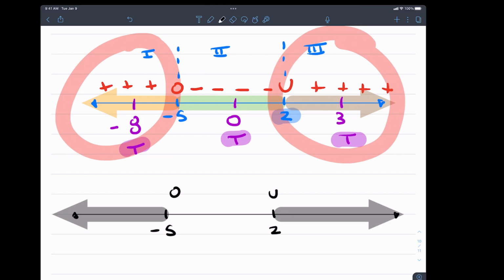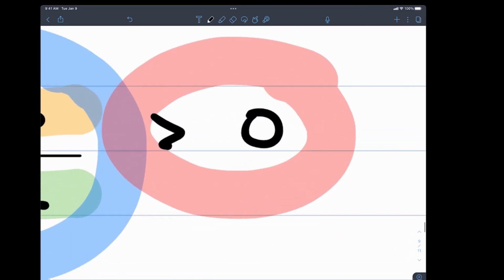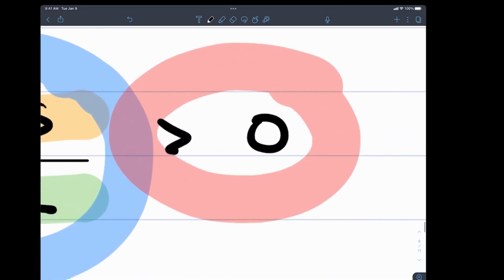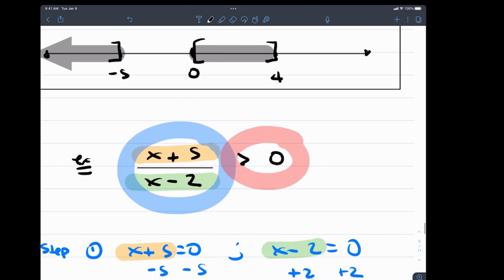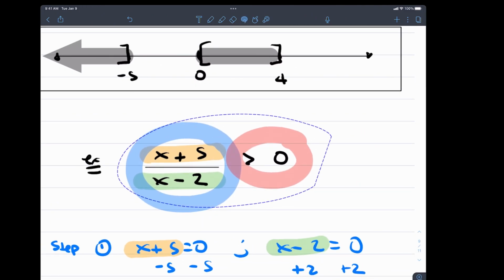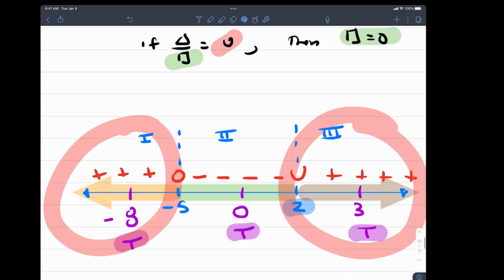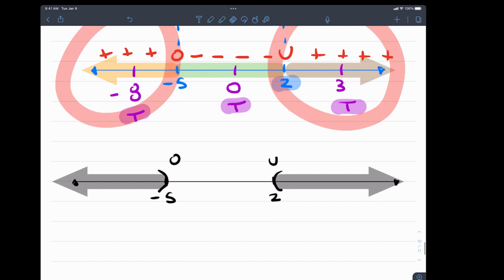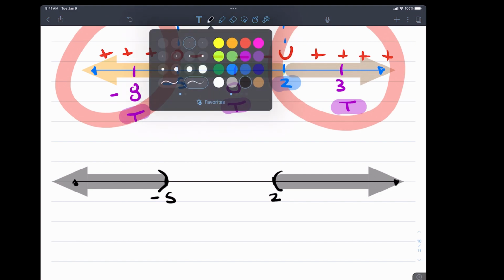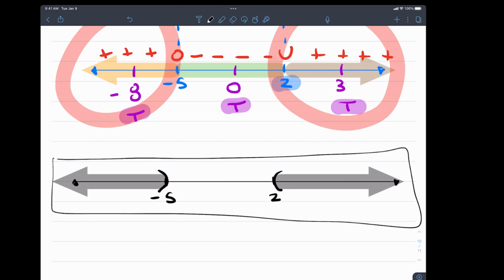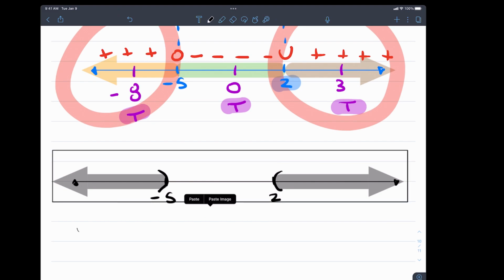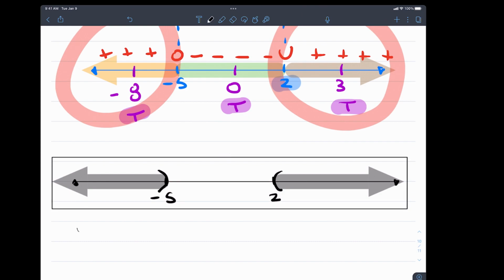Now, do we use a parentheses or a bracket? Parentheses. Why? Because this is a strict inequality. It's strictly greater than 0. They don't want to know where it equals 0. They want to know what's greater than 0. So this is going to be a parentheses here for both. Here's your answer. We don't have to write that down. There it is.